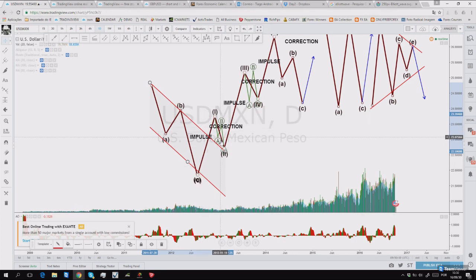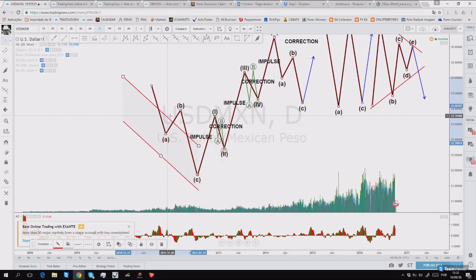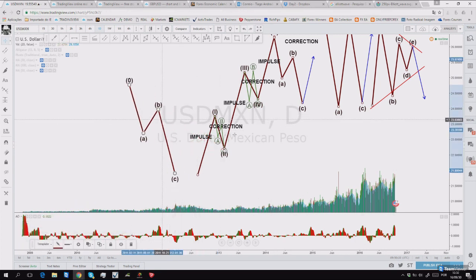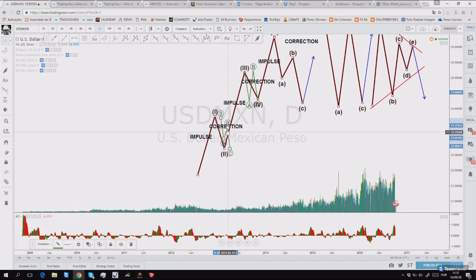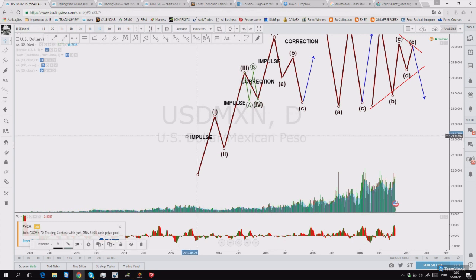So wave 1 is hard to trade. Wave 3 is easier to trade, and wave 5 is easier to trade as well. These waves have Fibonacci ratios, or usually they have Fibonacci ratios. And I'll just erase this.